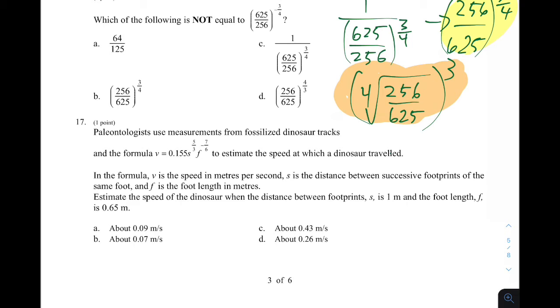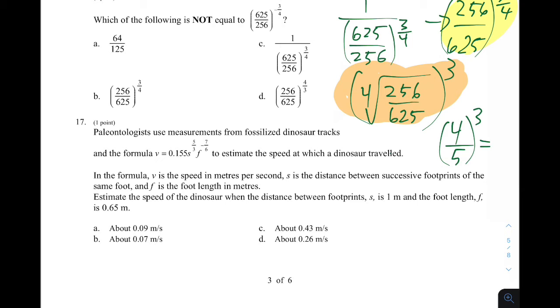And we could also take the 4th root of 256 over 625. Both of those are perfect 4th powers. The 4th root of 256 is 4. The 4th root of 625 is 5. And you can check those on your calculator. I don't expect you to memorize those.